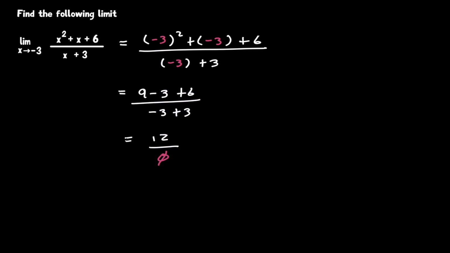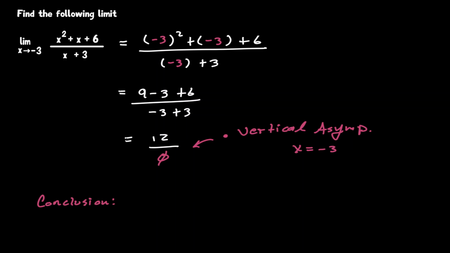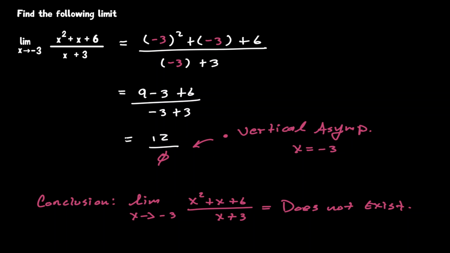So at this point, we can stop because this shows that we are going to get a vertical asymptote at x equals -3. And we can conclude that the limit as x is approaching -3 for the rational function that we were given does not exist. So let's graph this function and verify this result.